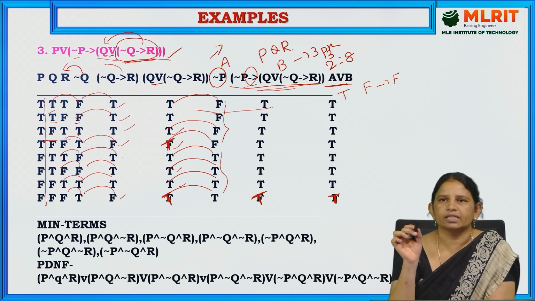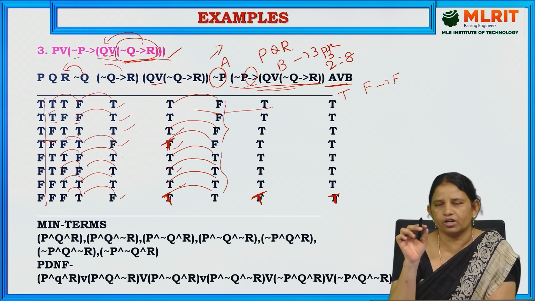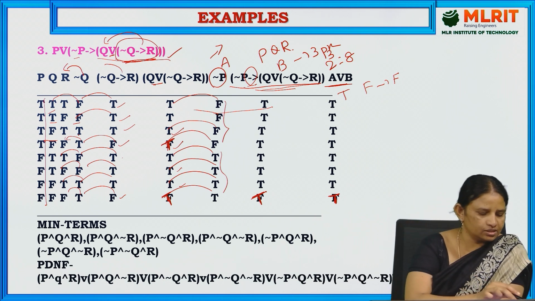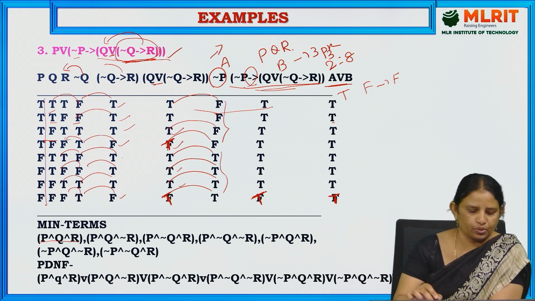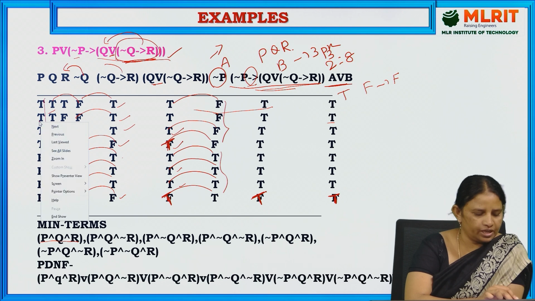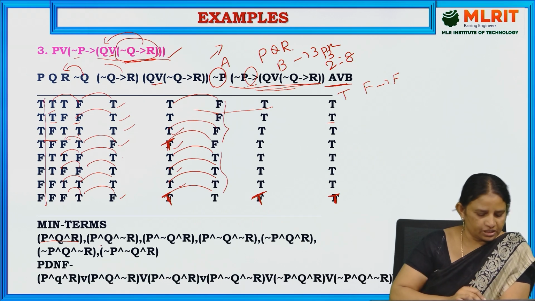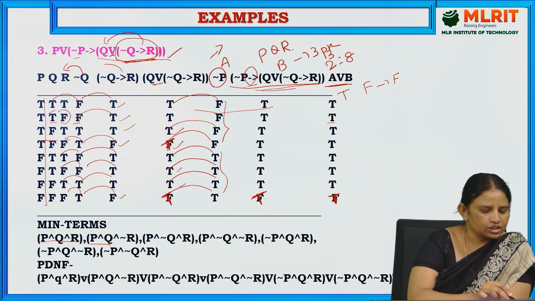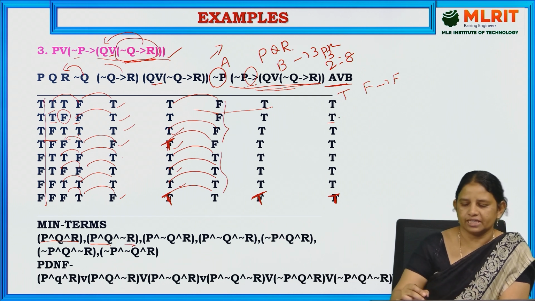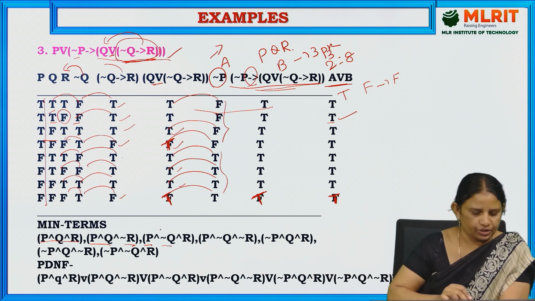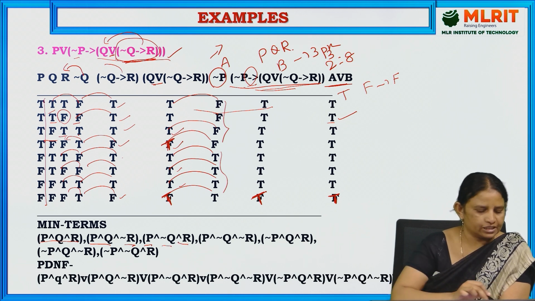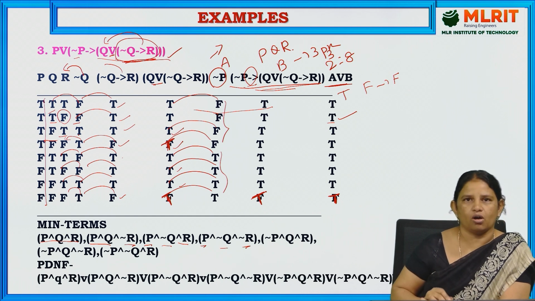Then we need to write the minterms. For any formula, a maximum of 8 minterms are possible. The first combination is all true: P and Q and R. For the second combination, P true, Q true, and the last one false means negation R. The third combination: true means P, false means negation Q, true means R. Next, the fourth: P true, both false means negation Q, negation R.